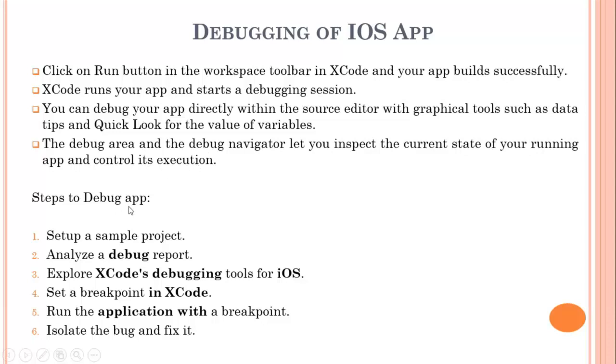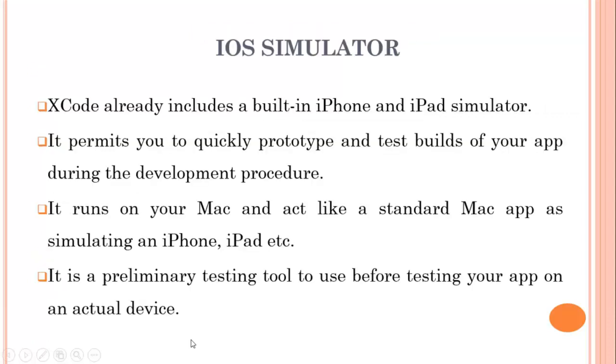Now, what are the steps to debug your application? First is set up a sample project. It means create a sample project. Second is analyze the debug report. Third is explore Xcode's debugging tools for iOS. Means you have to learn Xcode's debugging tools to run your application. Next is set a breakpoint in Xcode. Next is run the application with the breakpoint. And last is isolate the bug and fix it. If you find the error, then try to remove that error.